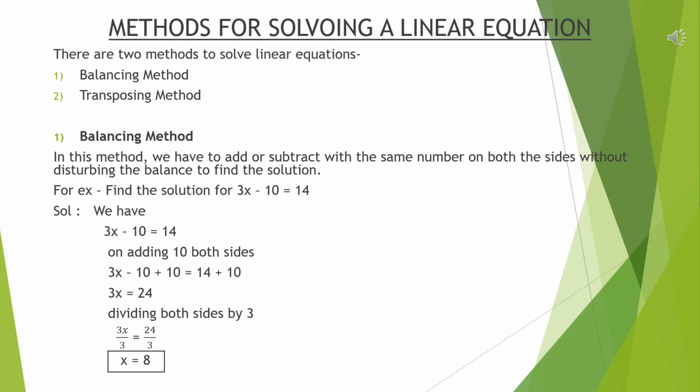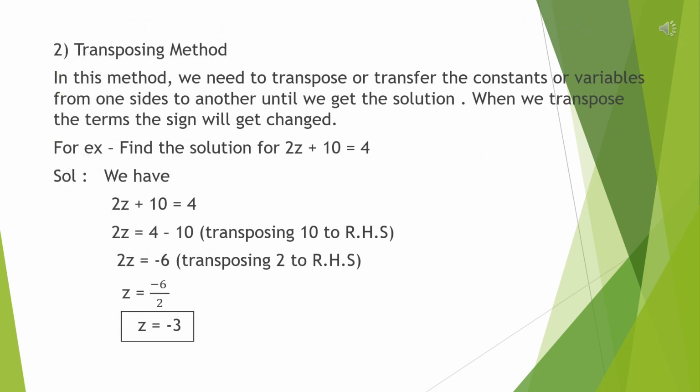Now let's understand the second method, transposing method. In this method, we need to transpose or transfer the constants or variables from one side to another until we get the solution. When we transpose the terms, the sign will get changed, as is clear by its name, transpose, which derives from the word transport. So, for finding the solution, we have to transfer the value from one side to other, and always keep in mind while transposing the terms, the sign will get changed.